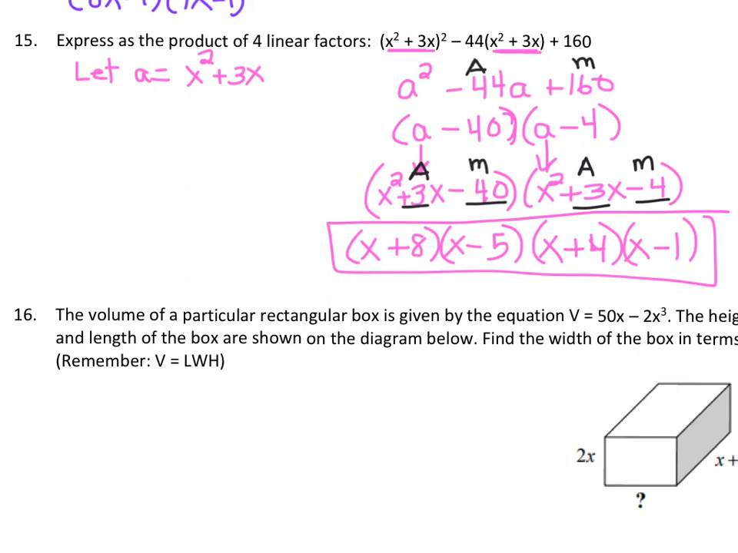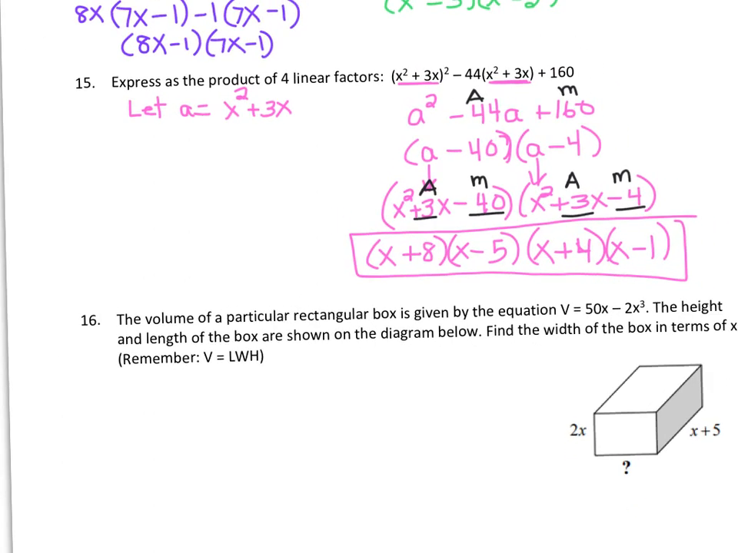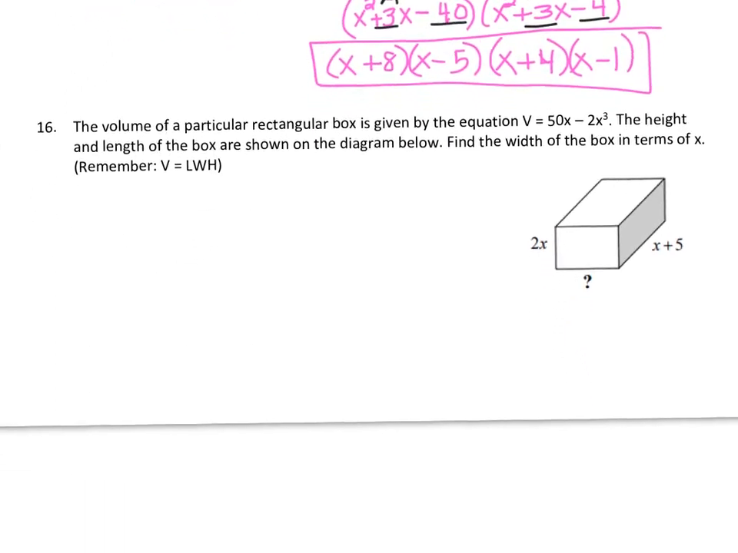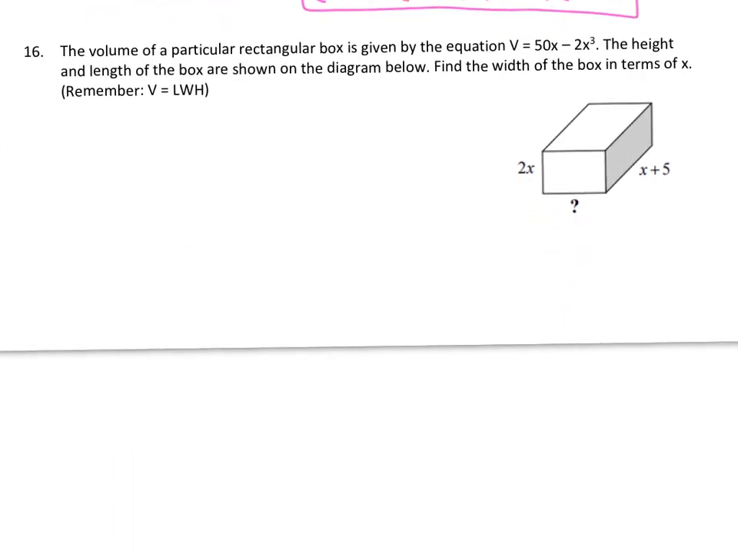All right, so finally, I'm going to just make this a little smaller. Oop, and I guess crooked, sorry about that. Let's take a look at number 16. It says the volume of a particular rectangular box is given by this equation right here. The height and length of the box are shown on the diagram. Find the width of the box in terms of x.